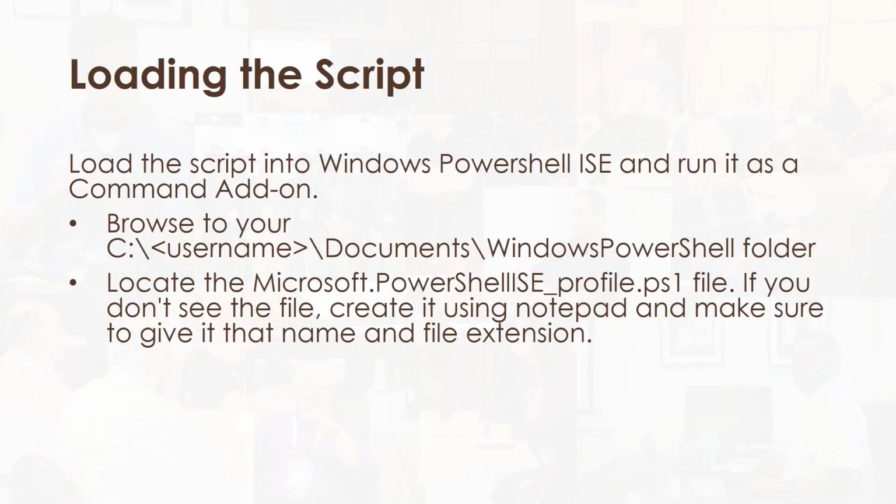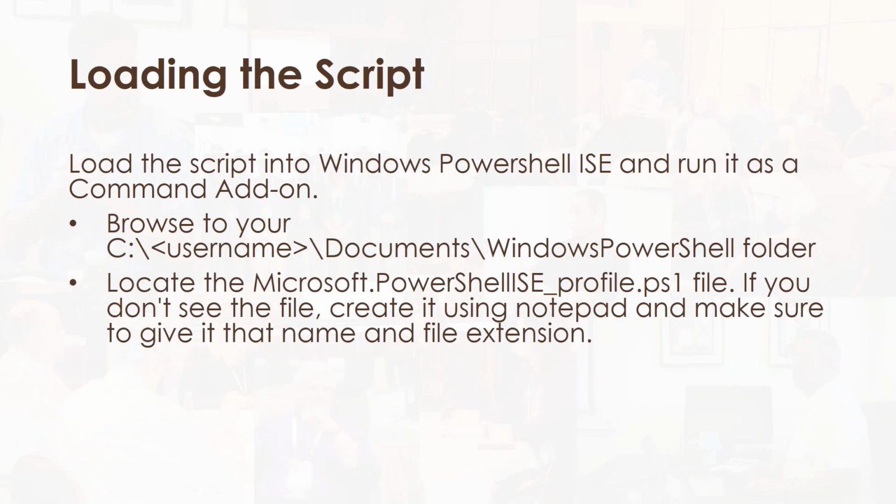Loading the script. So we've offered a handout, so you can go to the meeting section, the webinar section. You can get the handout. Our script is in there. You can download that, open it in Word, and you can copy that script. And you'll want to copy it into a file called Microsoft.PowerShellISE_profile.ps1. And that should be located in your documents folder in the Windows PowerShell folder.